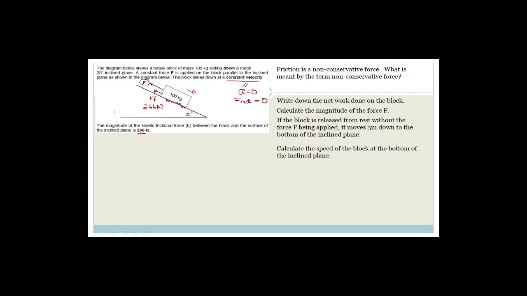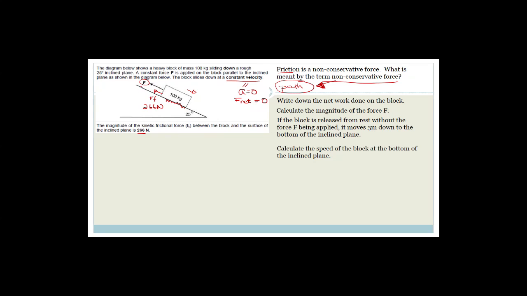Okay, that's quite cool. Now it says, friction is a non-conservative force. What is meant by the term non-conservative force? Okay, there are two ways you can answer this. The first way is by saying that it takes energy out of the system. So therefore, it does not conserve energy, and the principle says that energy will be conserved. It can only be transferred from one form to another, cannot be created nor destroyed. Okay, that's the one thing. The second thing to realize is that friction is dependent on the path. And non-conservative forces are dependent on the path that they travel. So the longer the path, the more we will experience this force.